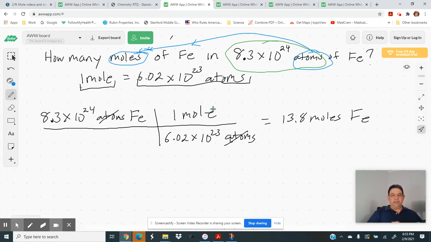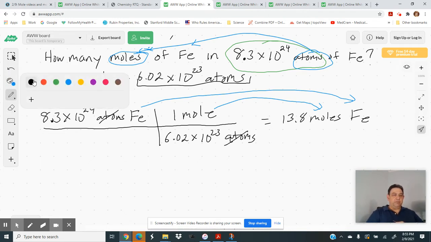We're left with moles. Moles ends up over here, and since we're going to be specific, which moles of what? Moles of iron. And there's my answer. So that's how you do it using a conversion factor.